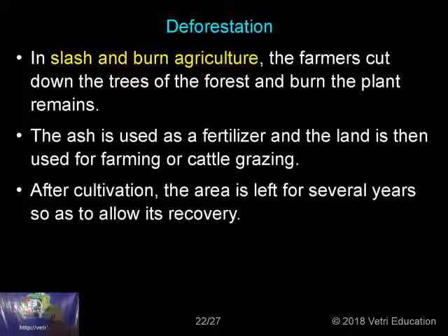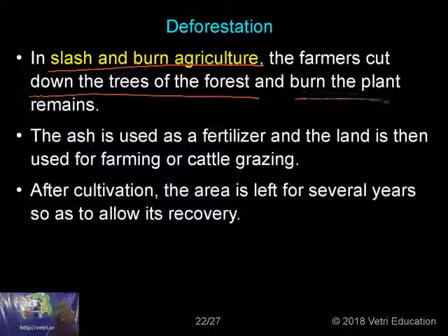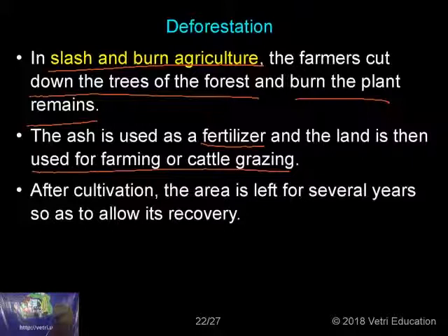There are different methods of agriculture. One is slash and burn agriculture. The trees are cut and then burnt, and then it is made into ash, and that area is made suitable for agricultural purposes. The farmers cut down the trees of the forest and burn the plant remains. The ash is used as a fertilizer, and the land is then used for farming and cattle grazing. After cultivation, the area is left for several years. Now, this normally is for 14 years.